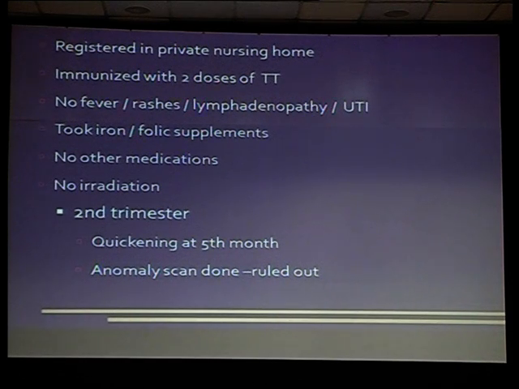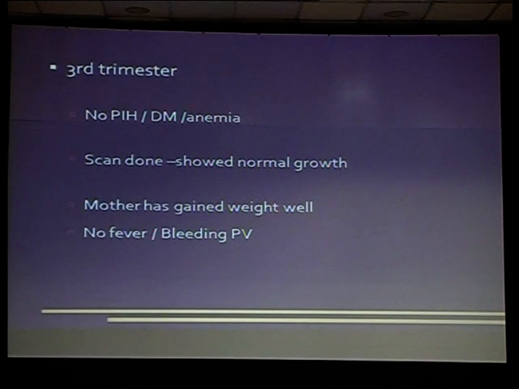In second trimester, the significant history being quickening felt at 5 months, and an anomaly scan was done, and the mother was told that the child was devoid of any anomalies or congenital malformations. In third trimester, she did not have any of the major toxemias like pregnancy-induced hypertension, diabetes mellitus, or anemia complicating pregnancy. The growth profile scan done showed the child was having a normal growth. The mother tells that she had gained weight well, but she does not know exactly how much weight she gained, and she did not have any fever or any bleeding per vaginum.